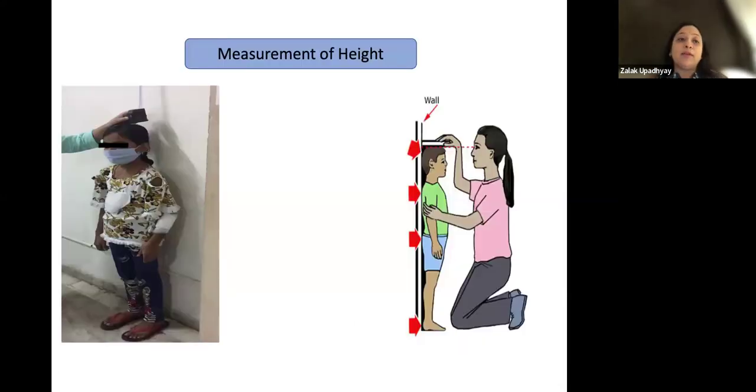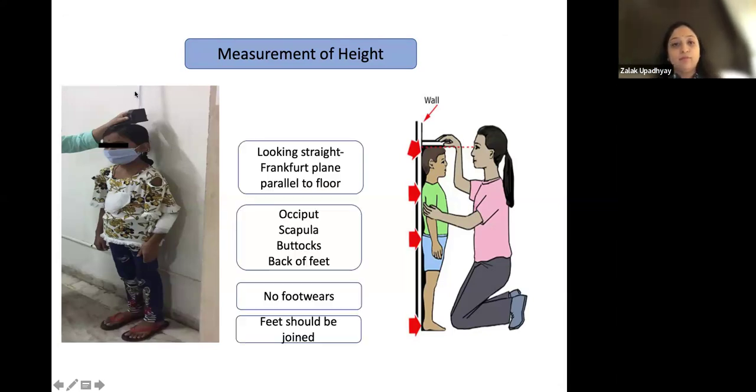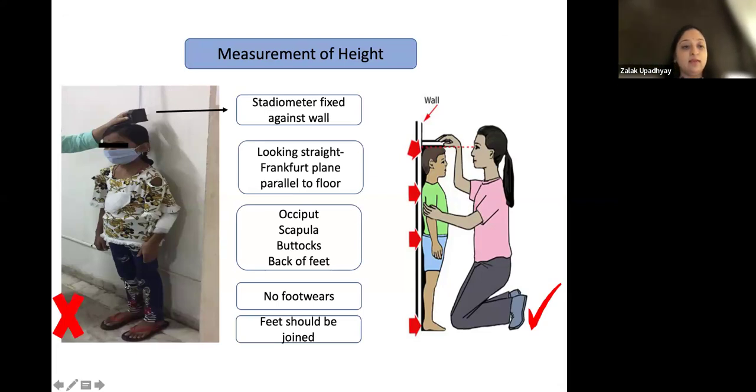So, let us see how do we measure height. First thing, we do not measure with the stickers which are applied on the wall. That's not the right method. So, no stickers. Even this method is not very accurate, as we see with this child. See here, this is a cross, because this is not a very accurate method. The very accurate method is with the use of a stadiometer, and it is fixed against the wall, rigid.